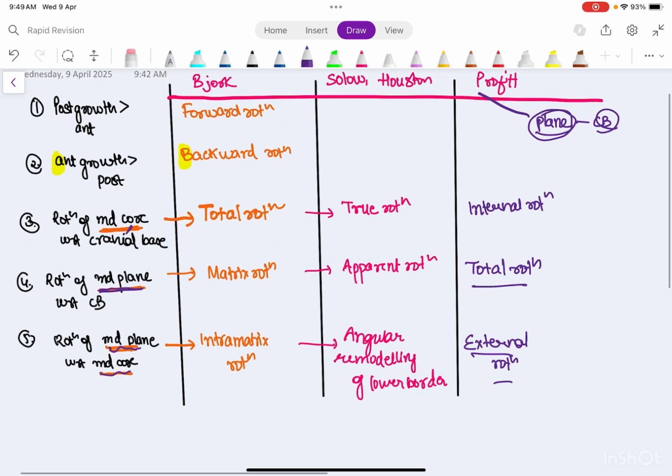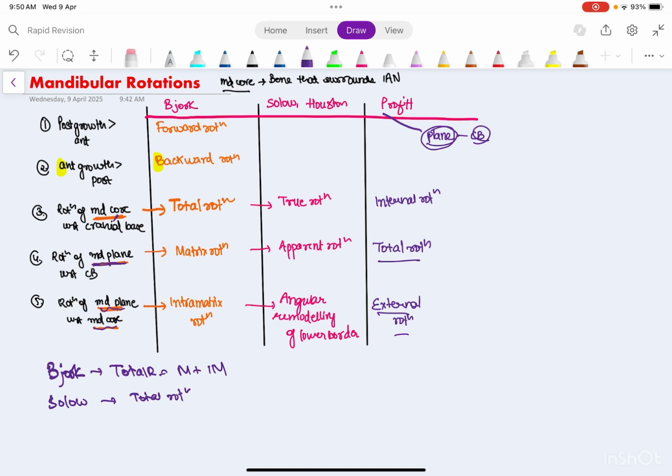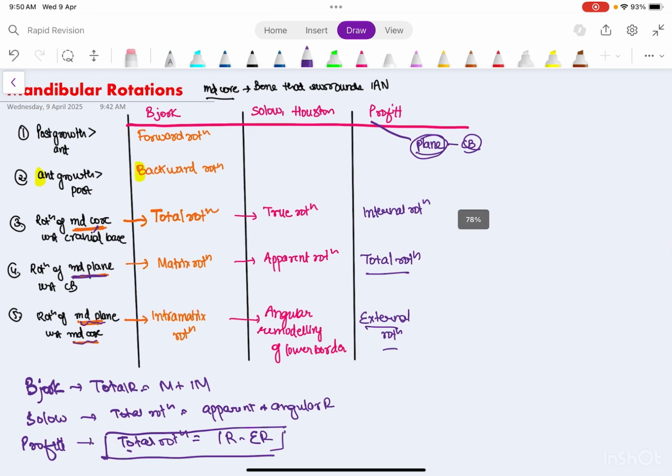Now there are formulas that you should know. First, according to Bjork, total rotation is matrix plus intramatrix. Then according to Solow and Houston, the total rotation is apparent plus angular remodeling, right? And according to Profit, the total rotation is internal rotation minus external rotation. This one is opposite, so this one is what you need to remember.